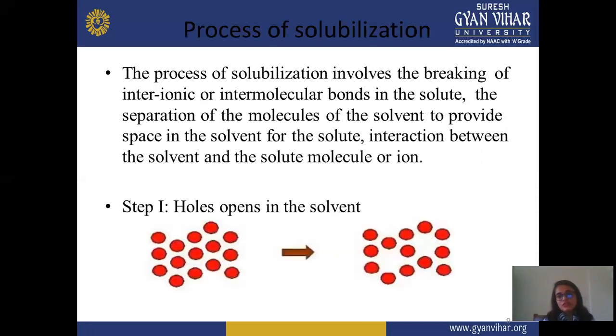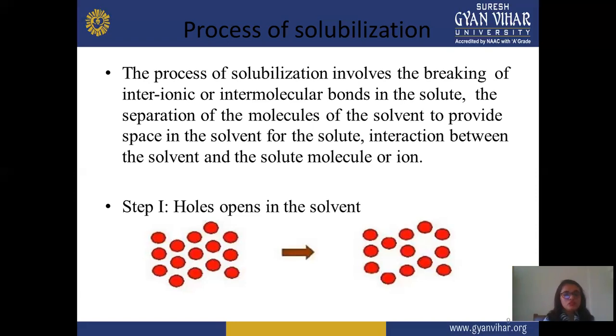Next is the process of solubilization, how this solubilization takes place. The solubilization process is divided into different steps. First, the process of solubilization involves the breaking of inter-ionic or intermolecular bonds in the solute, and the separation of molecules of the solvent to provide space in the solvent for solute, with interaction between the solvent and solid molecule or ion. This means that when you use the surface active agent, in the solubilization process the bonds between the molecules or ions start breaking in a solute.